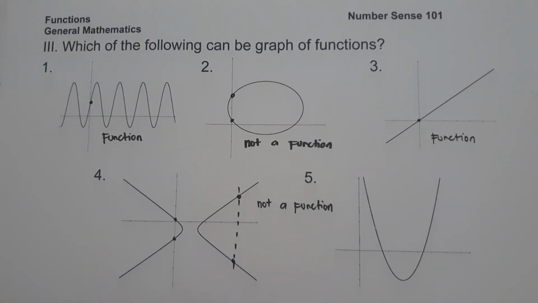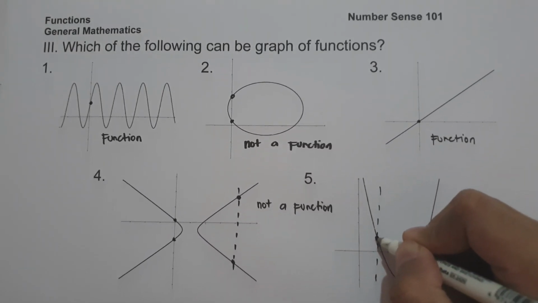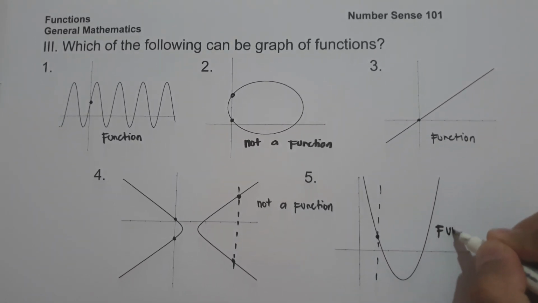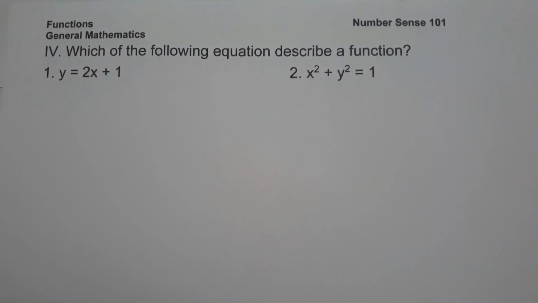On example number 5, we have a parabola that opens upward. So if we are going to have a vertical line here, it intersects the vertical line once. So this graph is a function. On the last set of examples, we are going to determine which of the following equations describe a function.